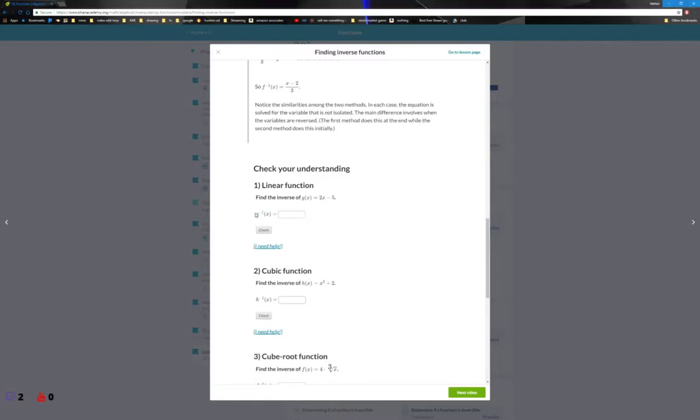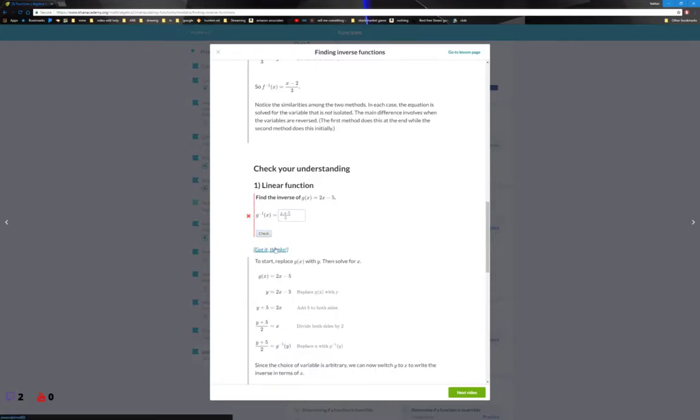So g inverse of x should be y plus 5 over 2. And we got it wrong. So we'll see what we did wrong.